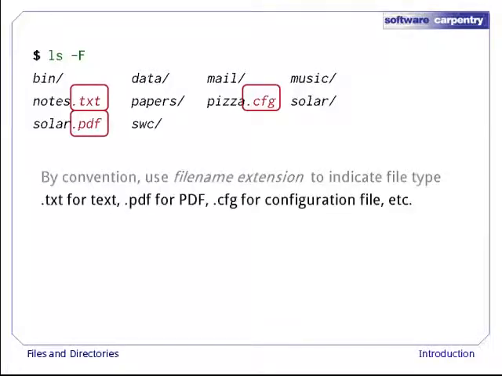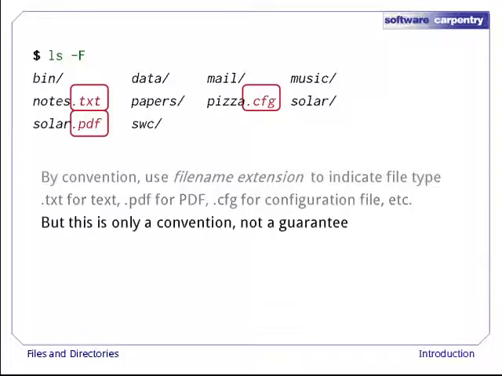.txt signals a plain text file, .pdf indicates a PDF document, .cfg is a configuration file full of parameters for some program or other, and so on. However, this is only a convention and not a guarantee. Files contain bytes, nothing more. It's up to us and our programs to interpret those bytes according to the rules for PDF documents, images, and so on.